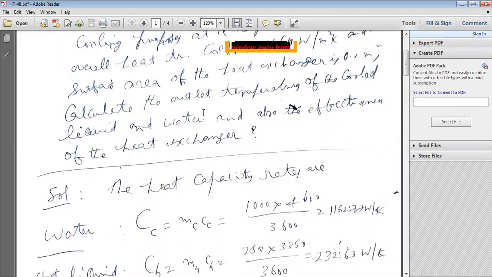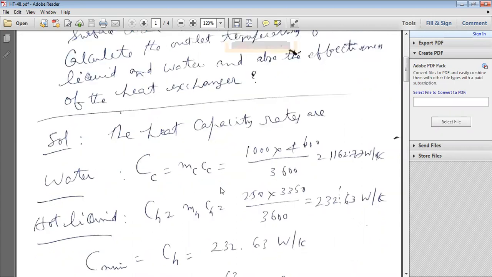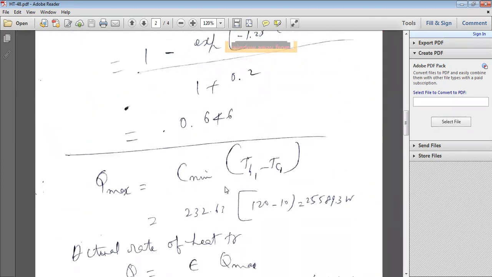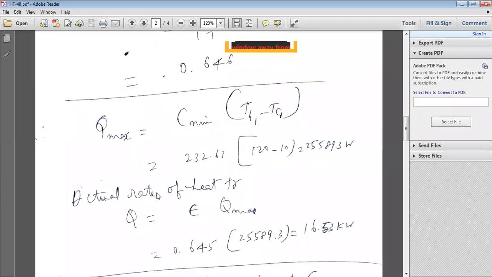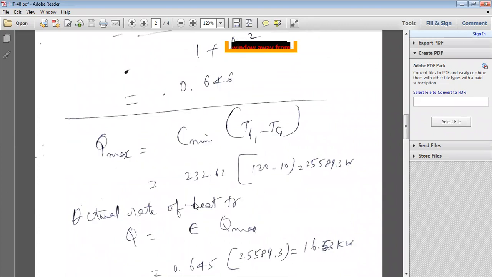That is required to calculate the outlet temperature of the hot liquid and the outlet temperature of the cold liquid, that is TH2 and TC2. TH2 is the outlet temperature of the hot fluid, TC2 the outlet temperature of the cold fluid. In order to calculate that, you require the actual heat transfer rate within the given heat exchanger. But how do you calculate actual heat transfer rate?